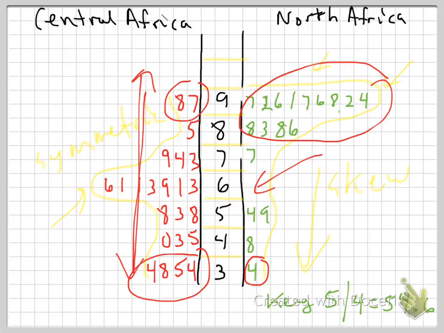So there must be something going on with these North African countries that you have so many here in the 90s, where in Central Africa you have a lot more in the 60s. So anyways, that would be how to graph that one with the comparative one.